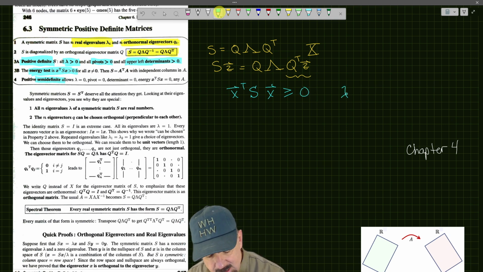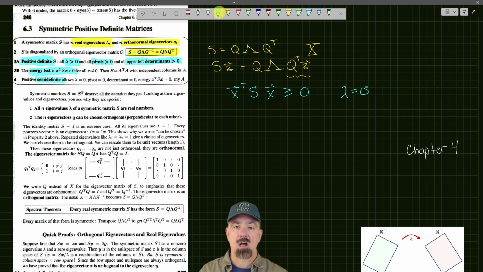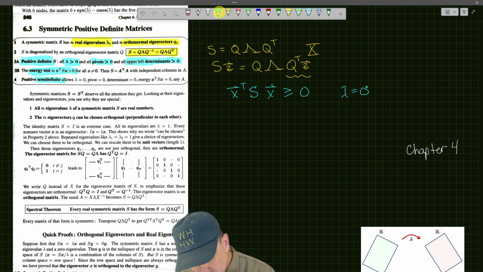And this means that we have a singular S matrix, and we'll talk more about this. A singular matrix always has at least one 0 eigenvalue. That's all part of the conversation.